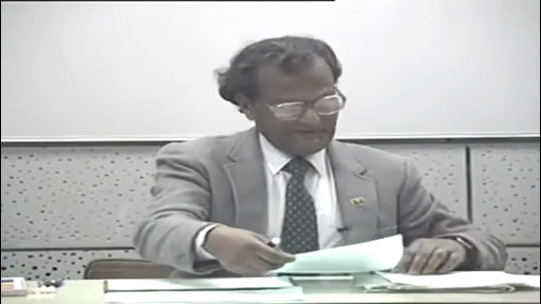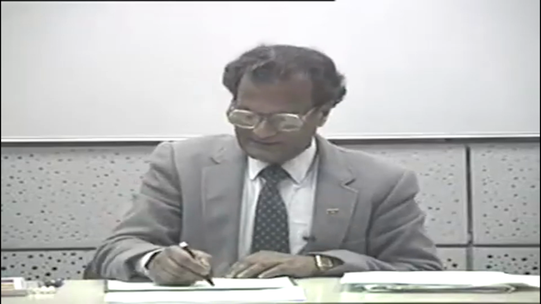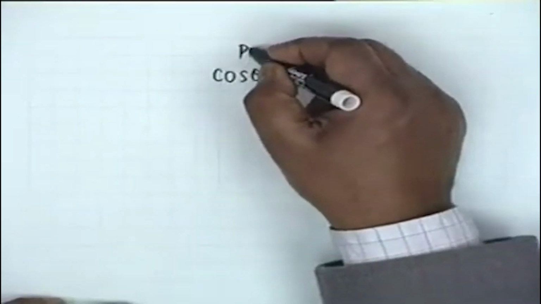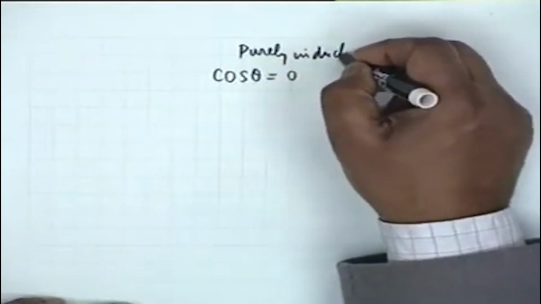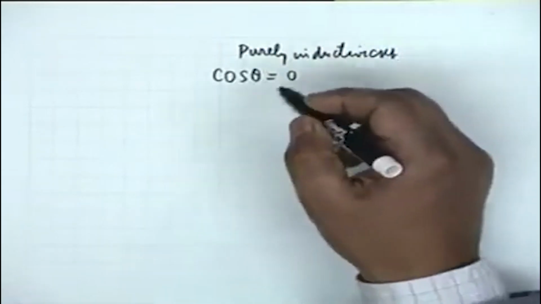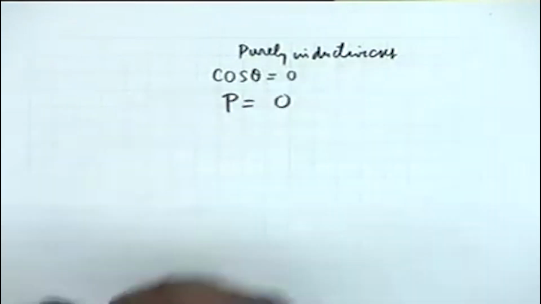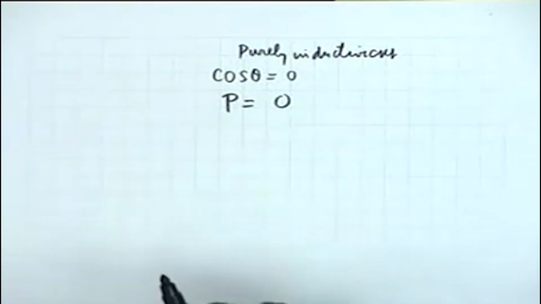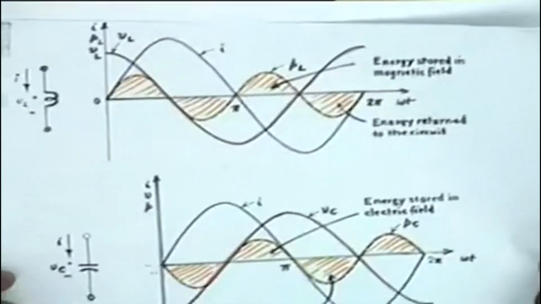Now if you consider a purely inductive circuit, cosine theta is 0, and therefore power absorbed is 0. This does not, however, mean that energy for all times to come is 0. No. What it means will be shown by means of this figure.